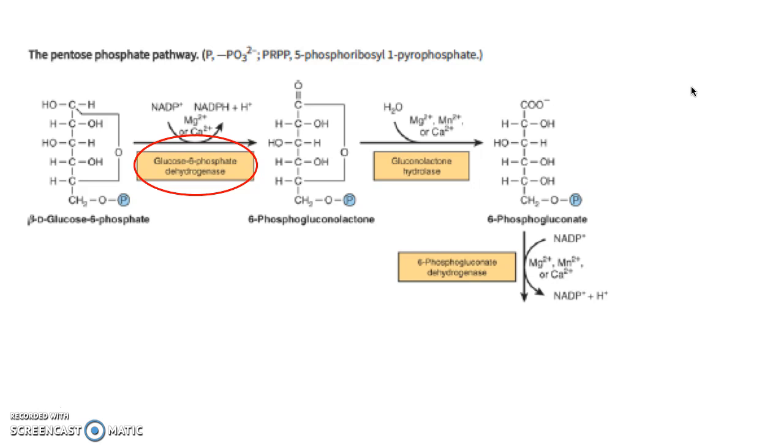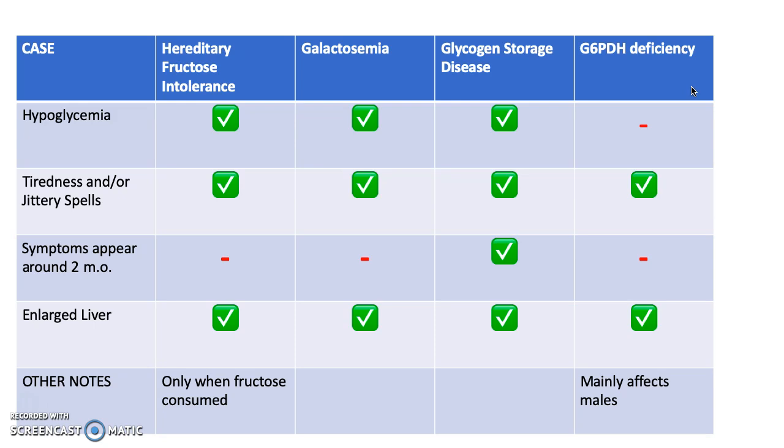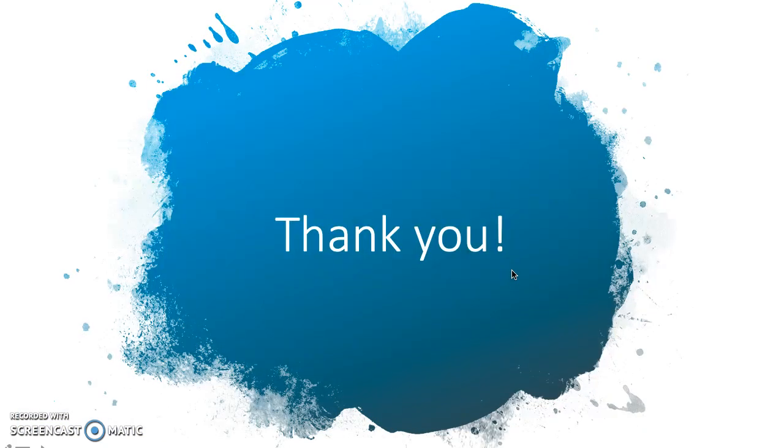Ultimately, a glucose 6-phosphate dehydrogenase deficiency doesn't seem like the best explanation for the observed symptoms. Choice C, glycogen storage disease, and particularly type 1A glycogen storage disease, is the most likely cause of the symptoms in the case. So that's all I have for you, and thank you for your time.